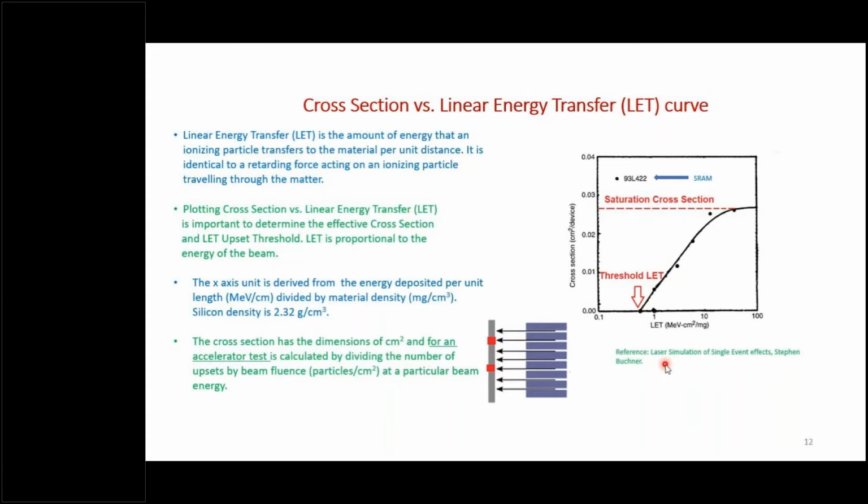To calculate the cross section, which has dimensions of centimeters squared, for an accelerator test, you would divide the number of upsets that are shown here by red squares by the beam fluence, which is in particles per centimeter squared, and that will give you the area, the cross section. This is the standard way of doing it.